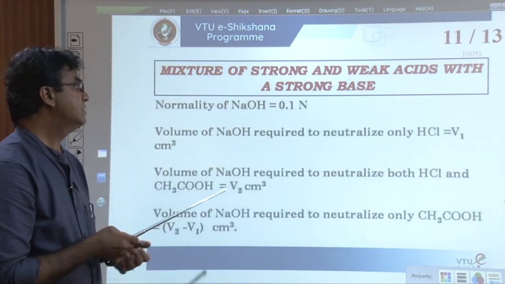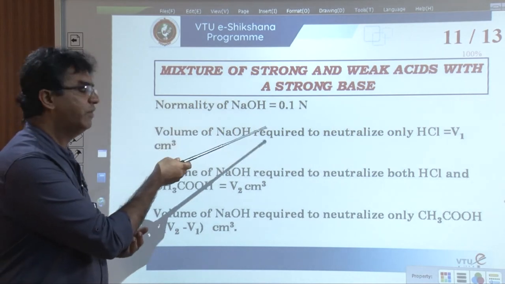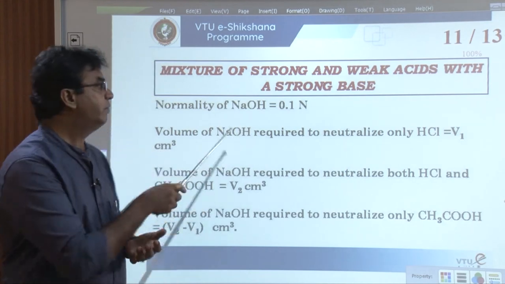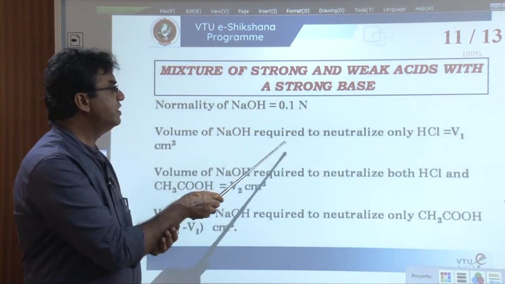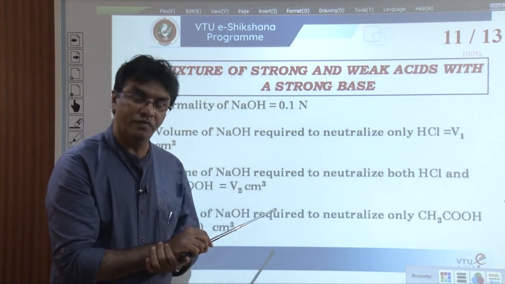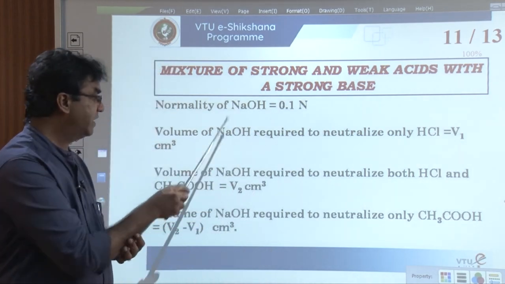Once you get those points, let's say the normality of NaOH is 0.1 normal. We can use 0.2 or 0.5 normal also, but let it be 0.1 normal. Volume of NaOH required to neutralize only HCl is V1 cm cube, as I already told you, from the graph.